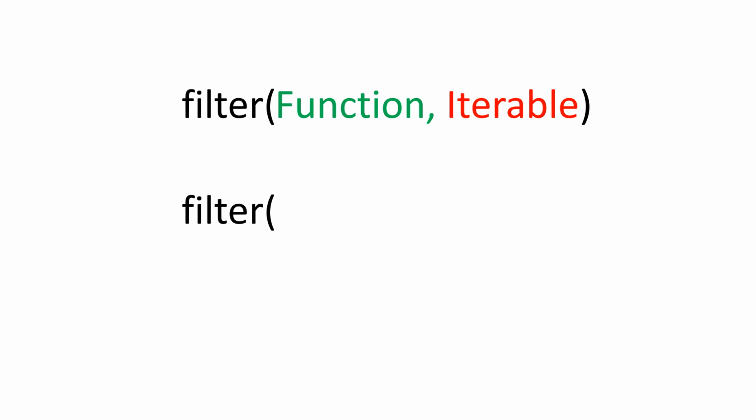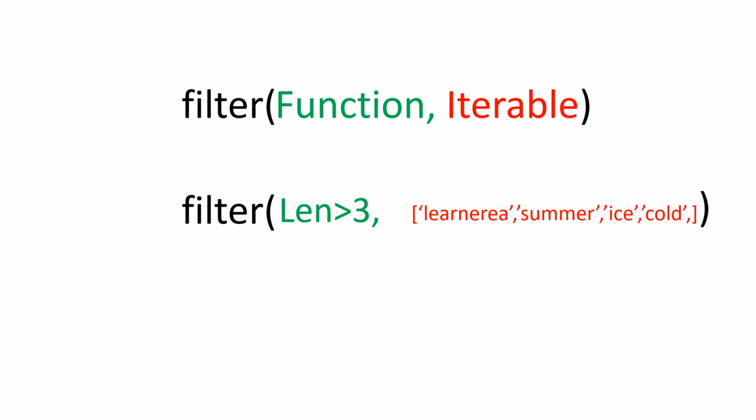Let's take an example. I want to filter all items. Apply this function first on this iterable, and wherever the length of each item is greater than 3, return me a list of that. So that's what I want over here. In map, we simply check the length of this thing, right? But in filter, we are checking the length and we are getting the list of only those items where the length is greater than 3. This is the example.